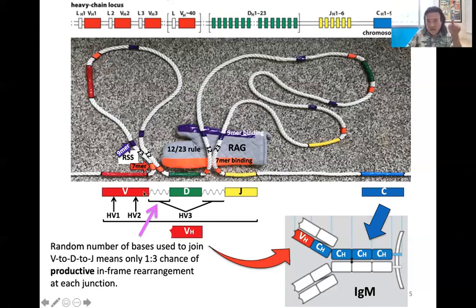However, the joining of the V block to the D block is more critical. You only have a 1 in 3 chance of getting these 2 blocks to join up in a multiple of 3, so that you still have usable codons that make sense, and you don't end up with the amino acids being wrong, or ending up with some sort of stop codon. So we say you have a 1 in 3 chance of making a productive rearrangement here. In other words, you have a 2 out of 3 chance of messing up the reading frame so that it's no longer usable as a gene.